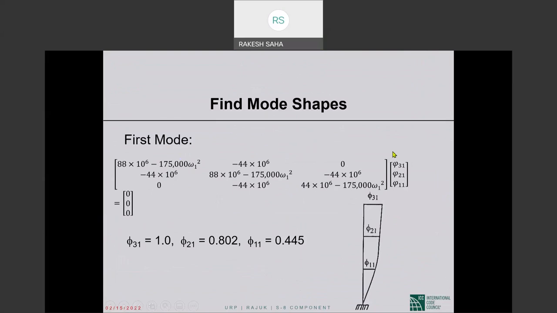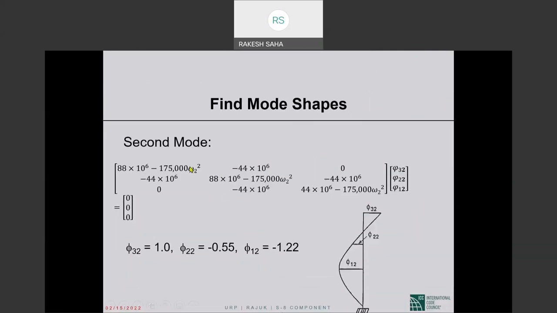Then our amplitude matrix would be the matrix of the first mode shape, phi 3 1, phi 2 1, phi 1 1. By solving this set of equations, where the right hand side is a null vector, we can figure out phi 3 1, phi 2 1 and phi 1 1. Phi 3 1 is 1, phi 2 1 is 802, phi 1 1 is 445. So those three numbers define the first mode shape.